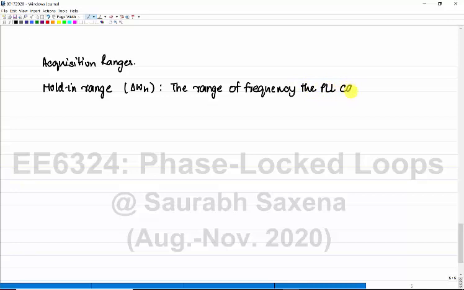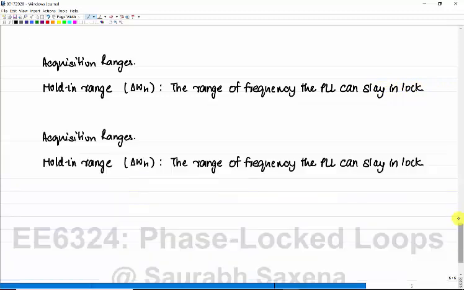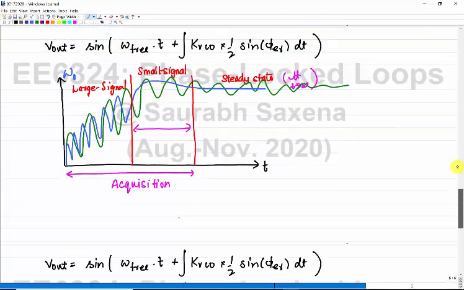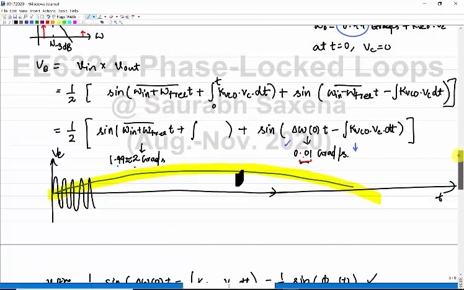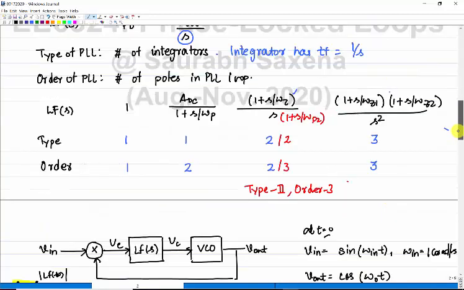What does it mean? It means that it stays in lock. This is a technical definition for the hold-in range. So let us say I am having this particular PLL block.